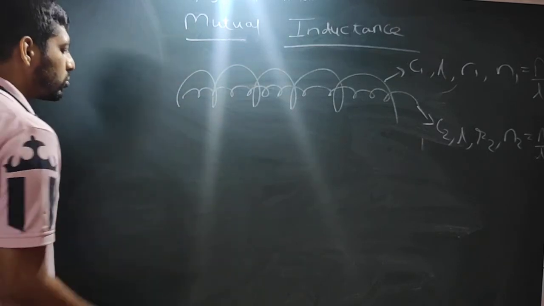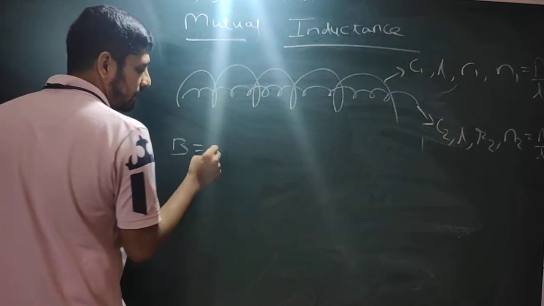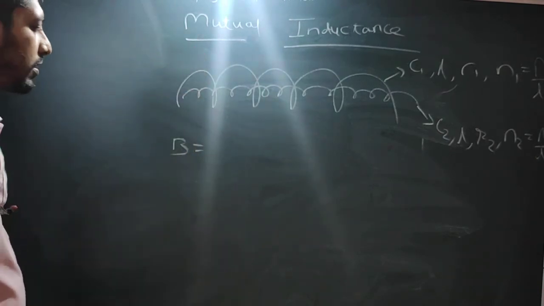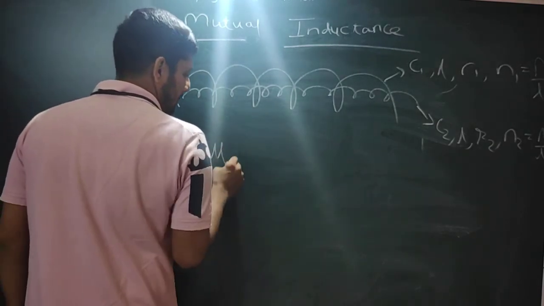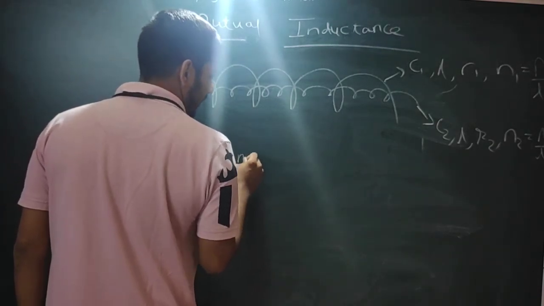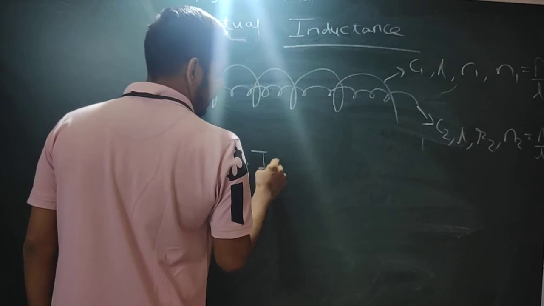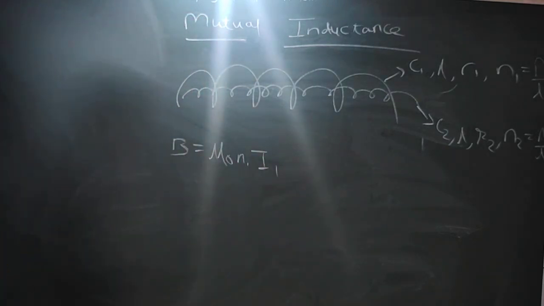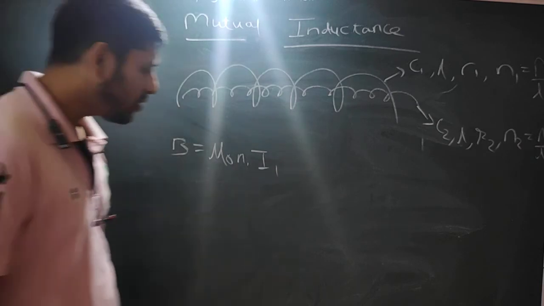So due to that, there will be a magnetic field in this outer coil. What will it be? Mu 0 N1 I1. Can I write it in this form? Mu 0 N1 I1.